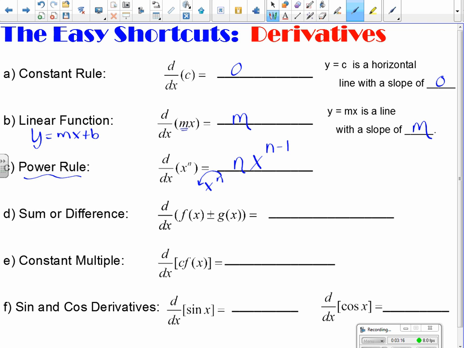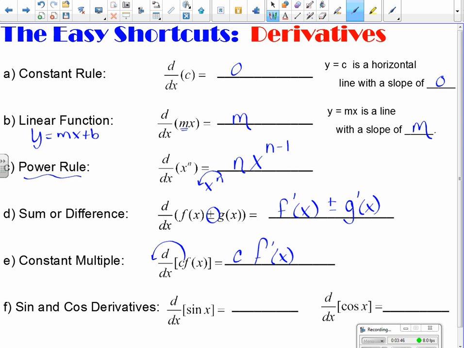The sum or difference rule. The derivative of two things added or subtracted will be the derivative of each of them, and I can write that as f prime plus or minus g prime of x, showing that I'm going to take the derivative of each of them separately. The constant multiplier, I can think of c coming out front, and then I'll have c times, and I can just take the derivative of the function, f prime of x.